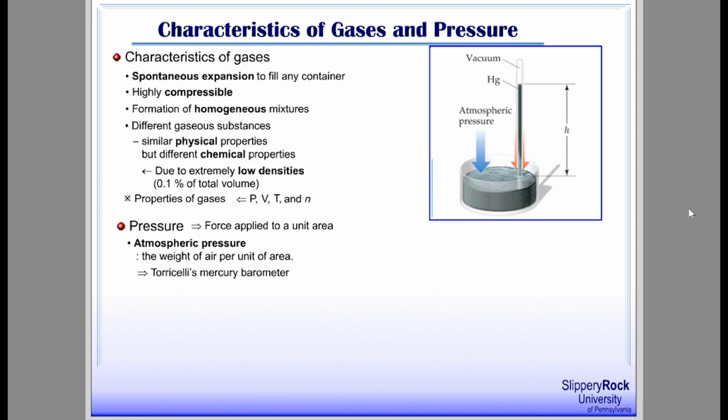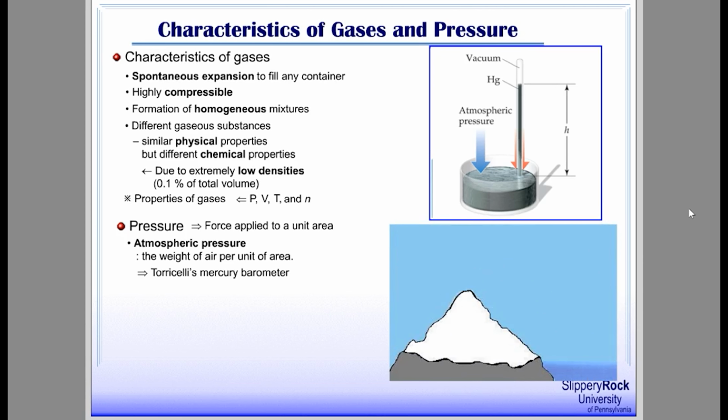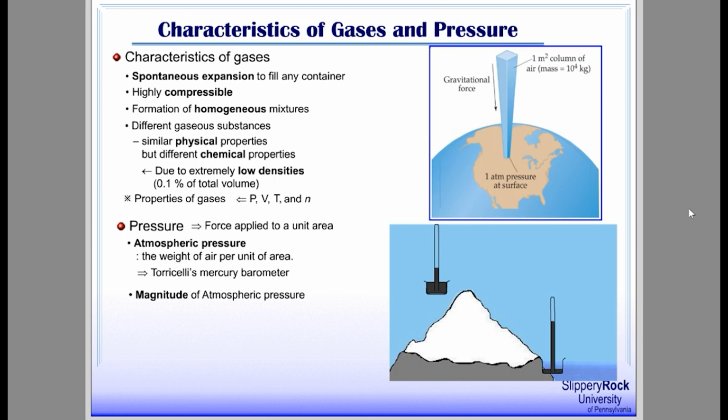If you bring the same mercury column from the sea level to the summit of Everest, what would happen to the height of the mercury column? Would it increase or decrease? Since the air at the summit of Everest is noticeably less than that at the sea level, the height of mercury column will decrease.